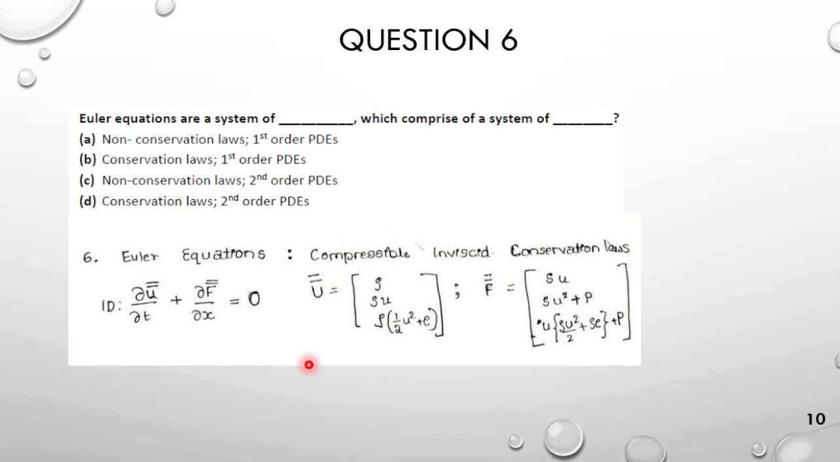I am mainly from a mechanical background, so these equations mainly find their application in the aerospace field.